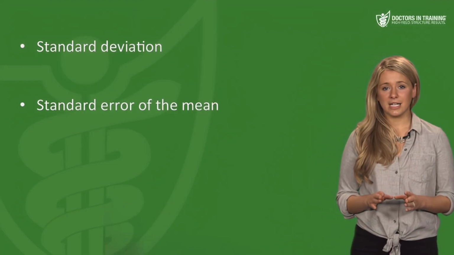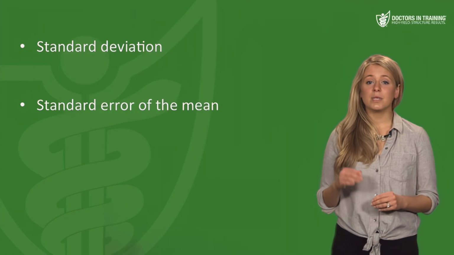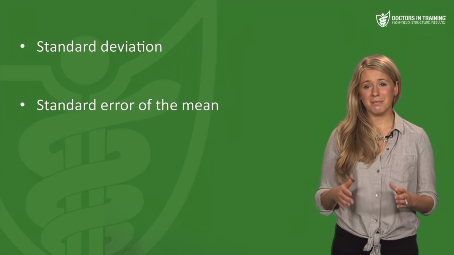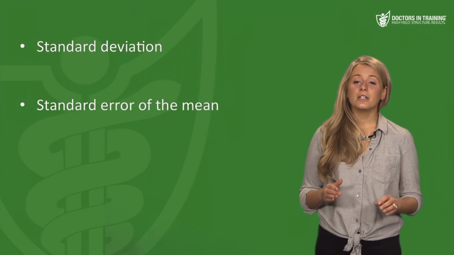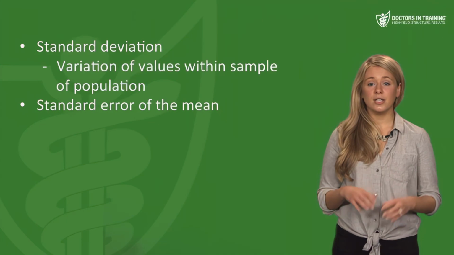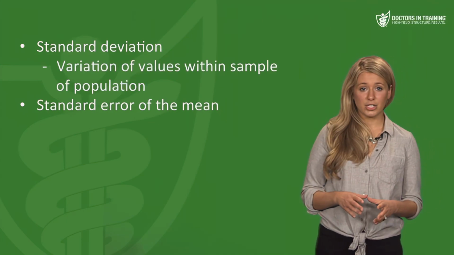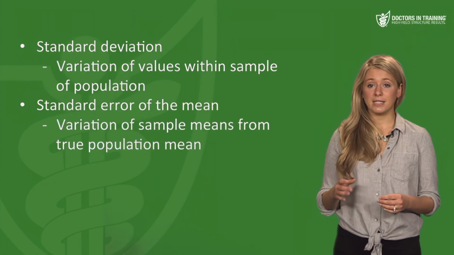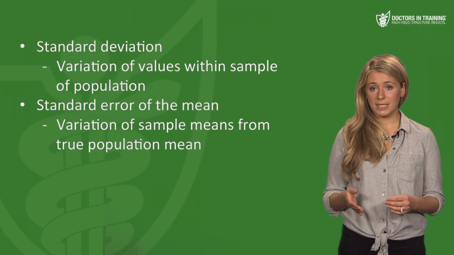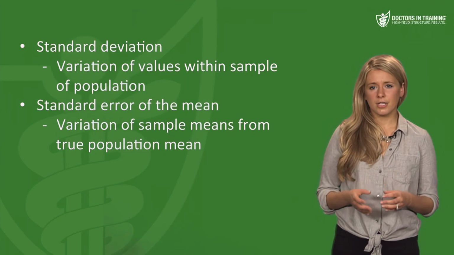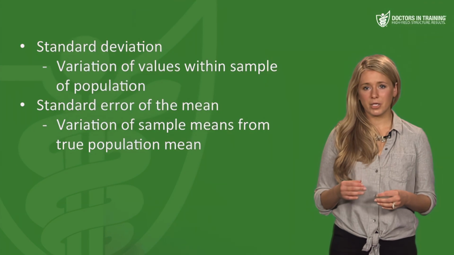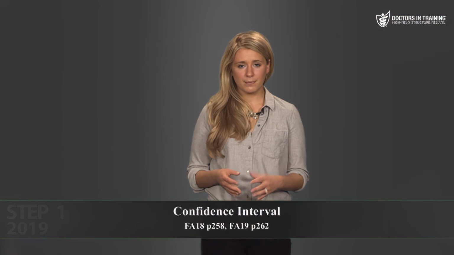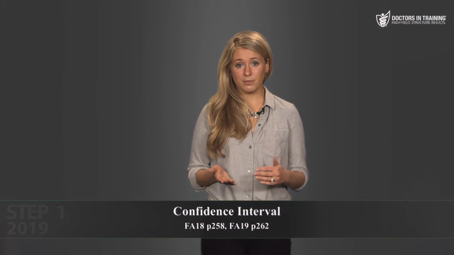One thing you need to recognize here and remember is that there is a difference between the standard deviation and the standard error of the mean. They sound kind of the same, but don't confuse them. The standard deviation describes the variation of values within one sample of the population. The standard error describes the variation of the sample means from that of the true population mean. So you need to know that these represent two different numbers, but that they're both used to calculate the confidence interval. Okay, so then what is the confidence interval?